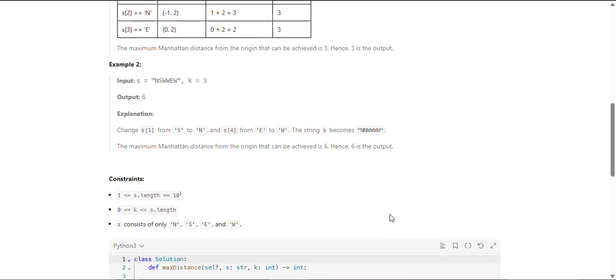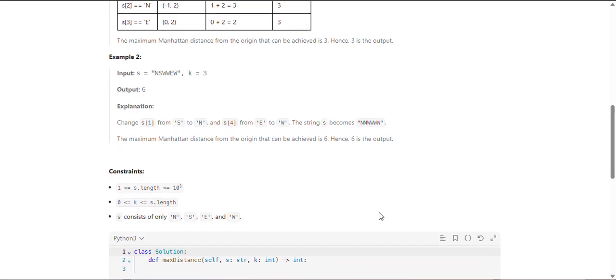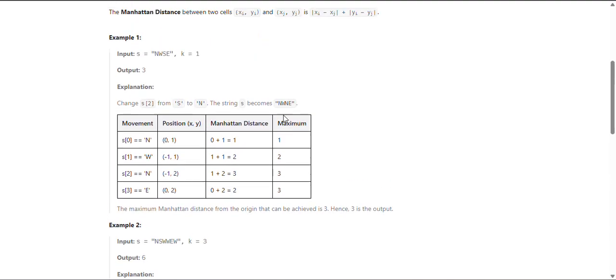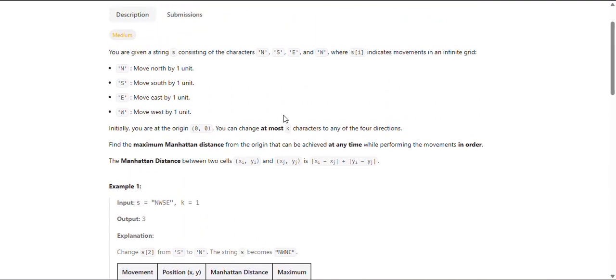Let me check the constraints. Okay, so it's 10 to the power 5 and k is also 10 to the power 5. So I don't think this would be very efficient. I don't think recursion would work. So I'm supposed to think of a better solution, probably in O of n or O of n log n.